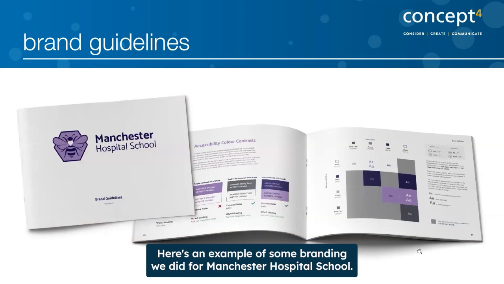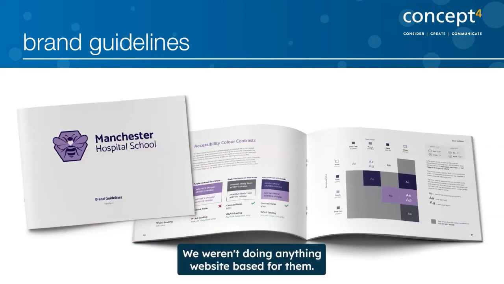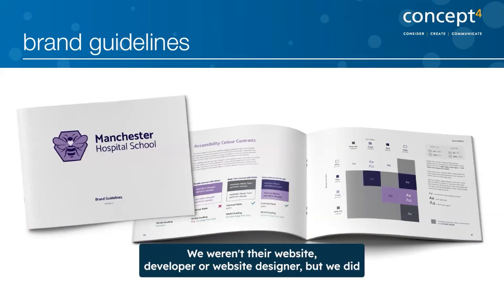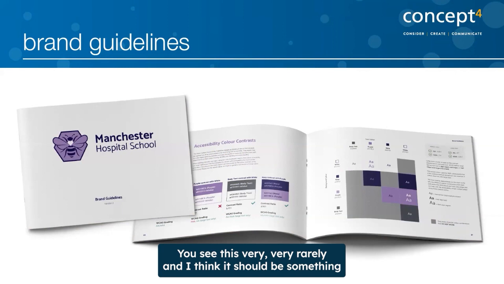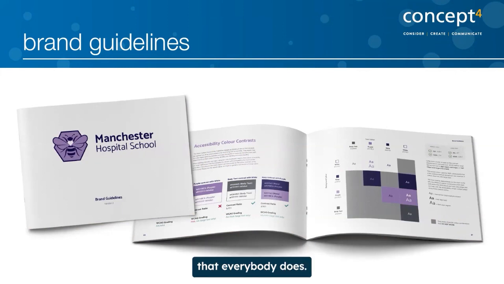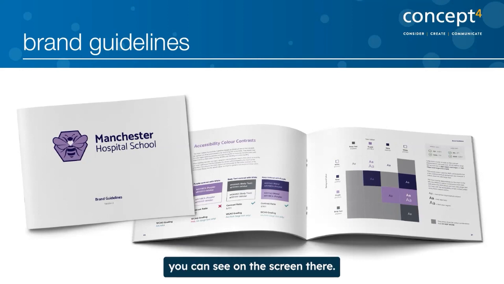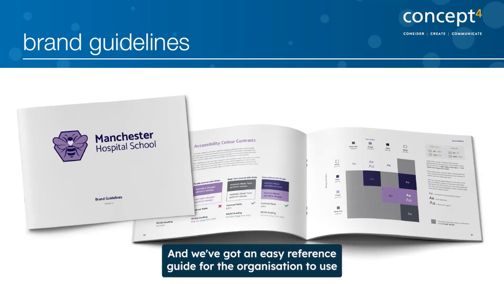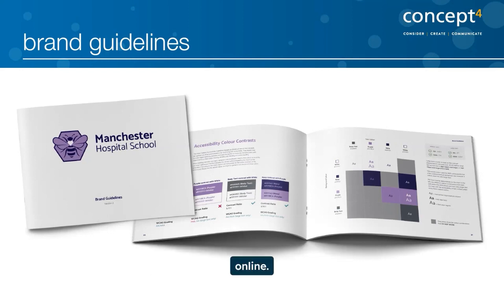Here's an example of some branding we did for Manchester Hospital School. We weren't doing anything website based for them. We weren't their website developer or website designer, but we did put in an accessibility section for online use into their brand guidelines. You see this very, very rarely, and I think it should be something that everybody does. So what we're looking for here is using the brand colours. You can see on the screen there, and we've got an easy reference guide for the organisation to use, so they can tell what colours will work well when they use them online.